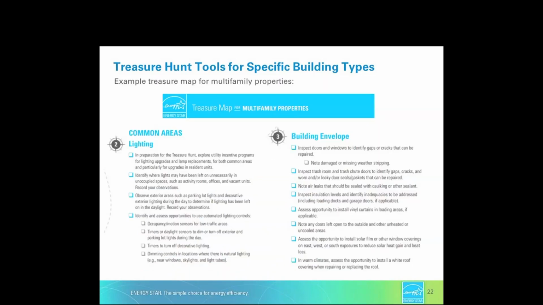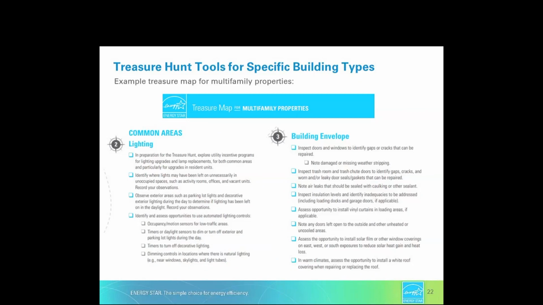So this here on the slide is an example of what you might find in one of these treasure maps. This one would be for multifamily properties. And even if you're not planning to do a formal treasure hunt, I do recommend checking out your property's map. They provide a great hit list of things that you can go through and look for in your building. Even if you decide to do an informal walkthrough, this guide can still be a pretty great help.